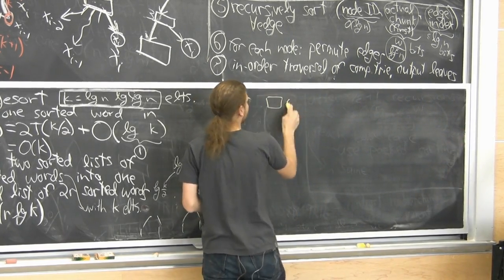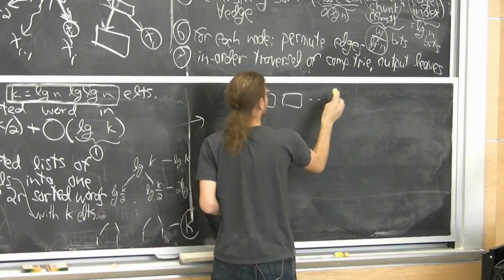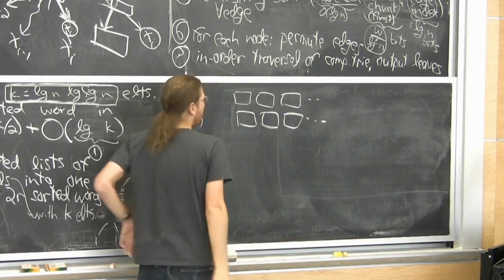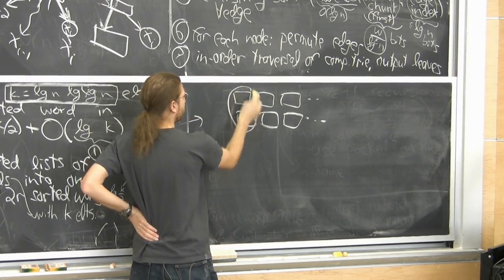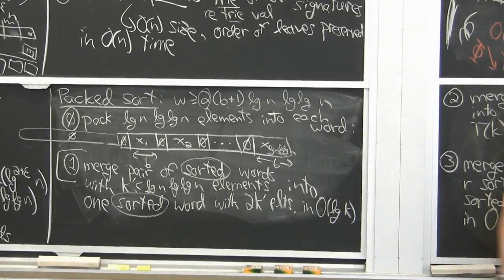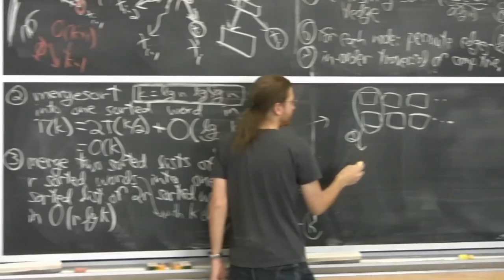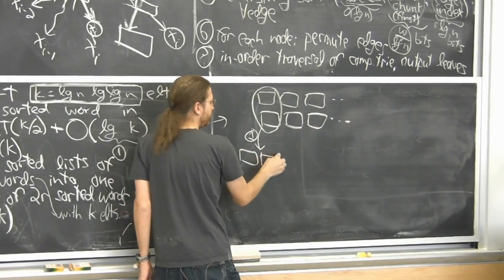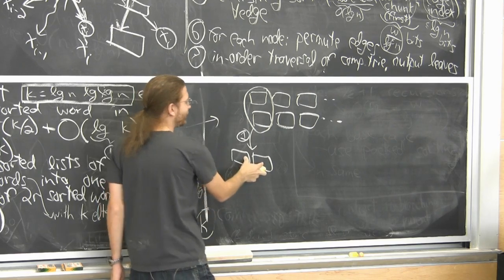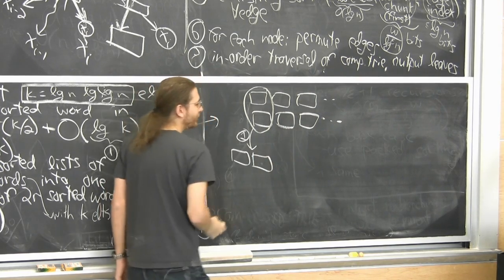We have a list of words. A list of words. How do we merge? Well, we take the first two words and merge them. When we merge them, and we know how to do this in log k time by step 1, we get two words. They are now just sorted. So we've got these two guys sorted, and then there's the rest.